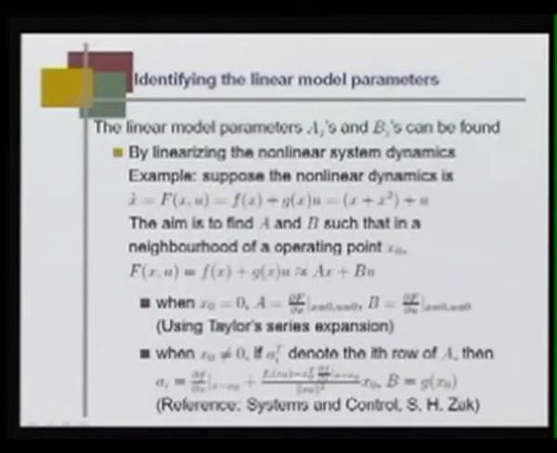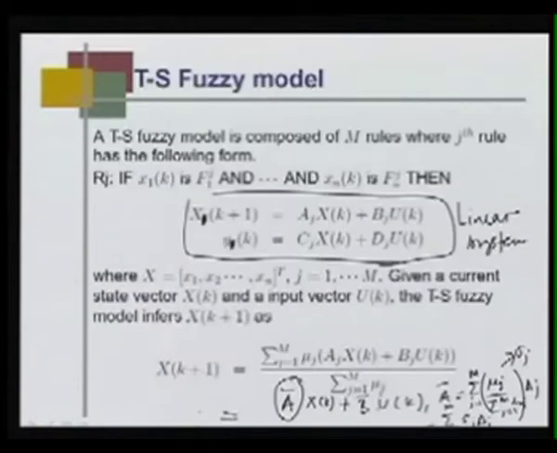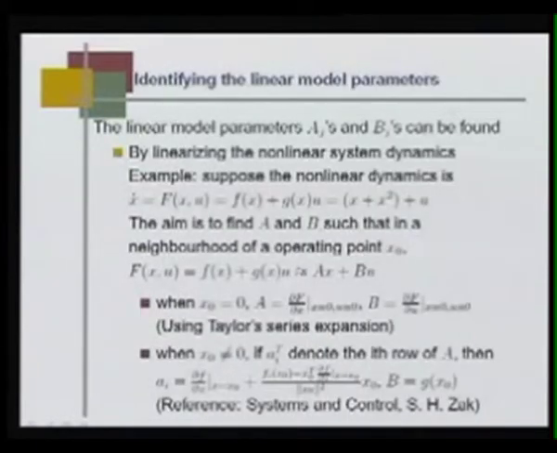So, the linear model parameters. How do I find out, for each rule, what should be my individual linear system? To find out the individual linear system, one of the methods is linearization. The linear model parameters a j's and b j's can be found by linearizing the nonlinear system dynamics.